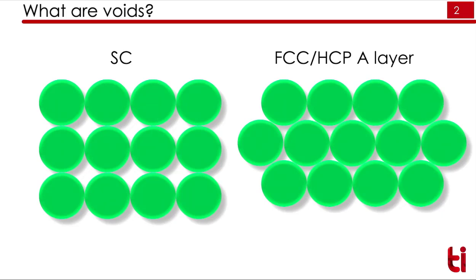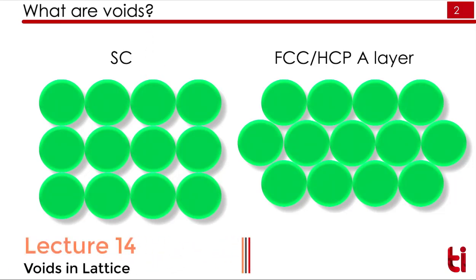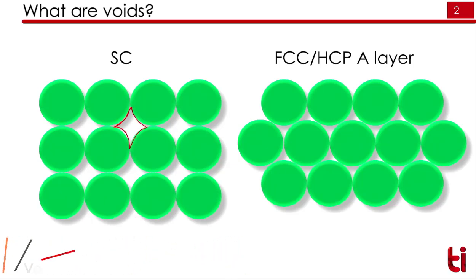Suppose we take an example of a simple cubic unit cell and we look from the top side. So this is simple cubic, we are looking from the top side. We can see some space here, and that space is not occupied by anything. So this space we can call a void. Similarly, if you see an FCC or CCP A layer from the top side, this is only the A layer, we will see some space here, and that space is not occupied by anything, that we call a void. This is free space that is not occupied by anything.